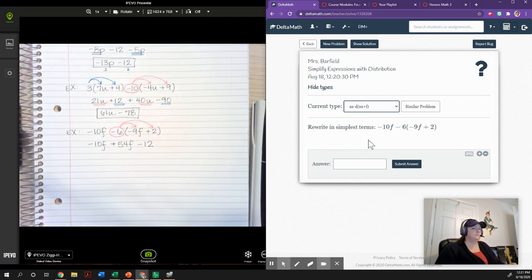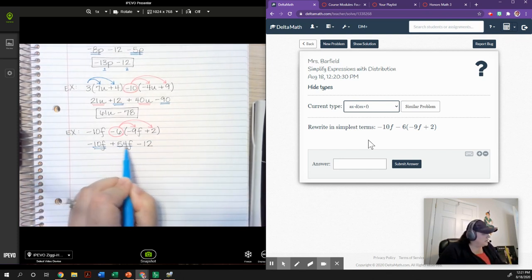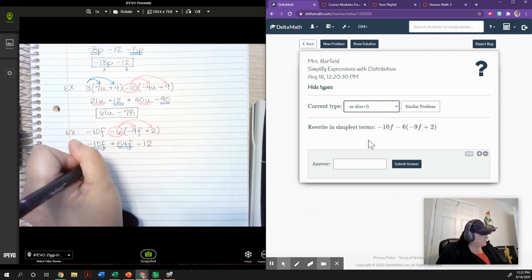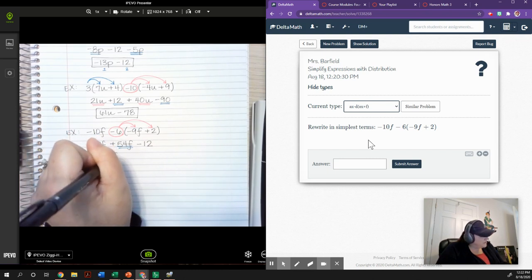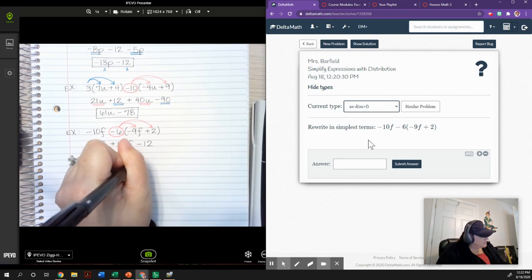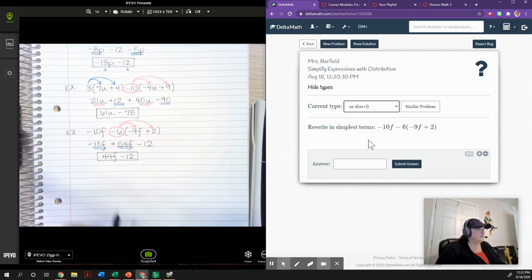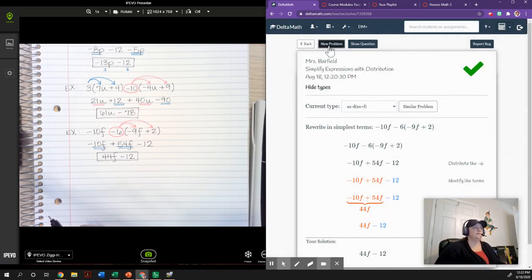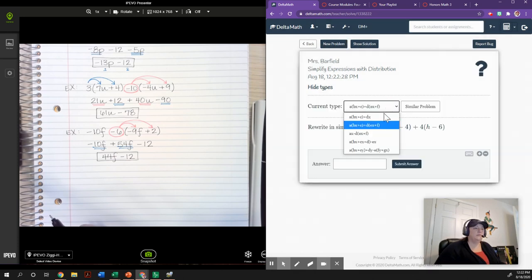negative 12. All right, I'm going to combine like terms. So those are my like terms. Negative 12 is all on its own in this problem. That's okay. So negative 10 plus 54, that's going to be 44F minus 12. So if I type that in, 44F minus 12. Got my green check. All right, new problem. We've done that.